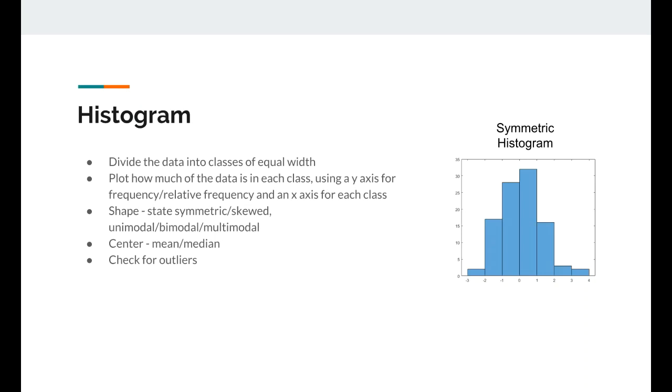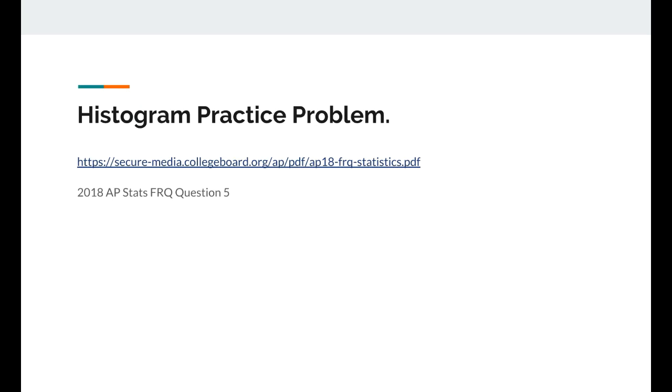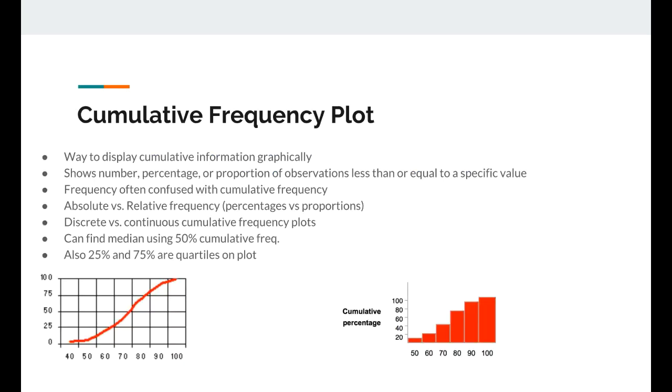After you plot the data, you can see the shape, whether it's symmetric or skewed, or unimodal or bimodal, and then you can see the center, which is usually the mean or the median, and you can also check for outliers. Now we are going to talk about a cumulative frequency plot.